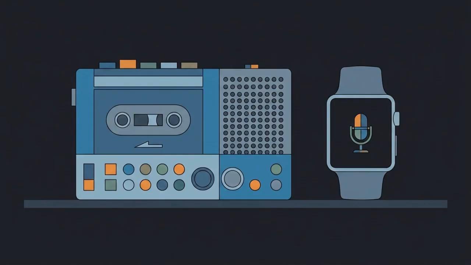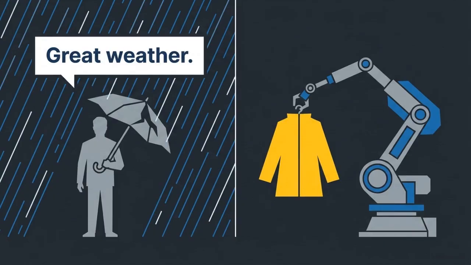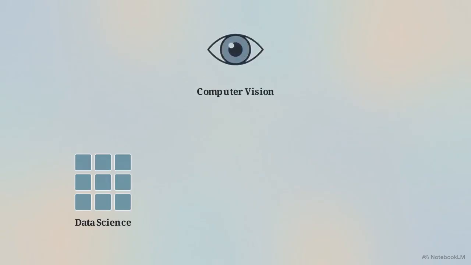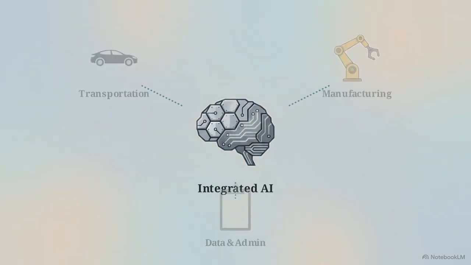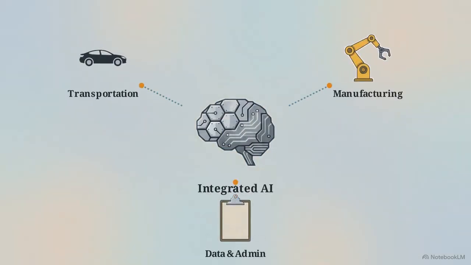NLP pushes computing past basic dictation. It gives machines the ability to evaluate the broader context of a sentence and determine what a person is actually trying to achieve. When we combine the analytical power of data science, the visual recognition of computer vision, and the linguistic comprehension of NLP, we create systems capable of handling many tasks that previously required human intervention.